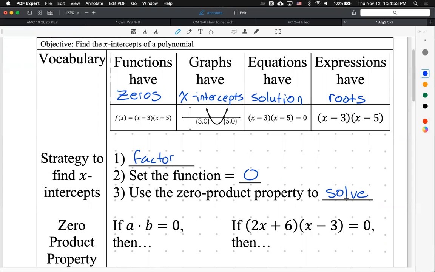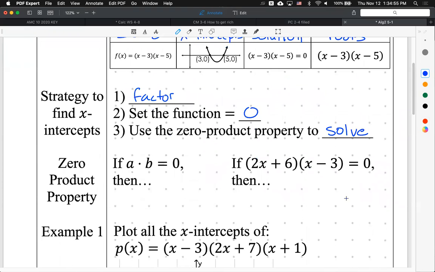All right, so let me talk about the zero product property. I talk about it in almost every single class, especially Algebra 1 and Algebra 2. If A times B is equal to 0, that's all you know. I don't know what A is. I know it's some number. B is some number. But if A times B is equal to 0, what do you know about A? What do you know about B?